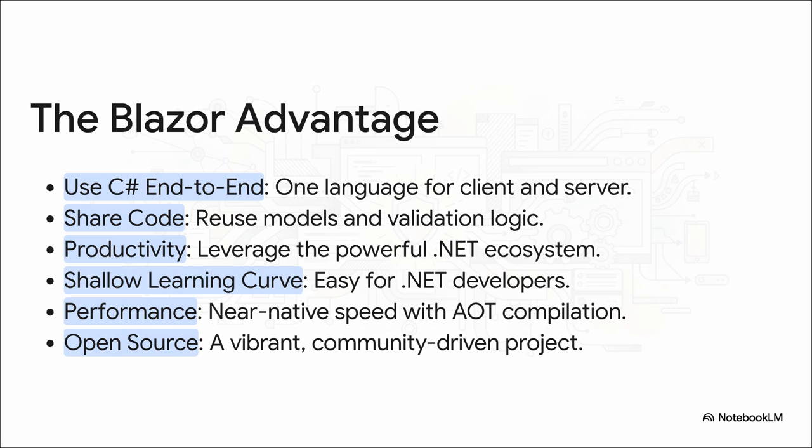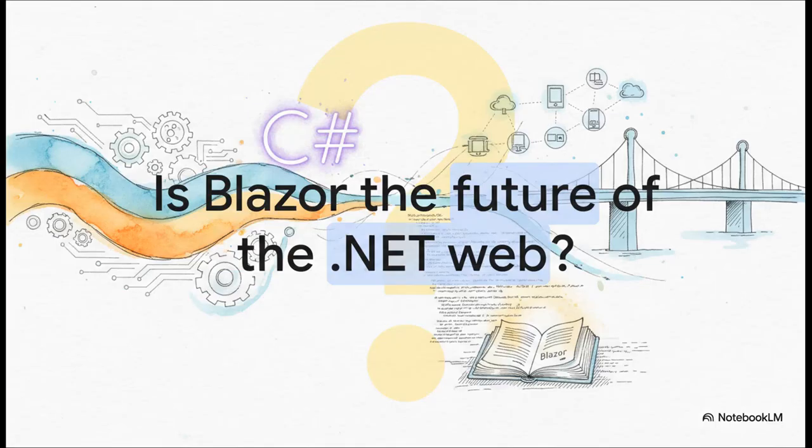On top of all that, the performance with WebAssembly can be incredible, almost like a native desktop app, thanks to something called ahead-of-time compilation. Ultimately, Blazor is bridging a divide that has existed for a very, very long time. It creates this single, cohesive development experience. And that really leaves us with a final thought to chew on. By finally unifying the front end and the back end in a single language, could Blazor be the future of what it means to build for the web on .NET?